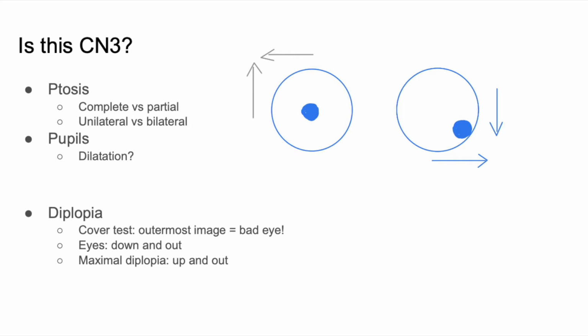In the case when the patient sees double, we will then do the cover test. For example, if the outermost image disappears on covering of the left eye, the left eye is the affected eye. On general inspection of the patient with cranial nerve 3 palsy, the affected eye is usually in a down and out position. Hence, we would like to stress the maximal diplopia by asking the patient to look up and out to see if in this position the images are further apart.